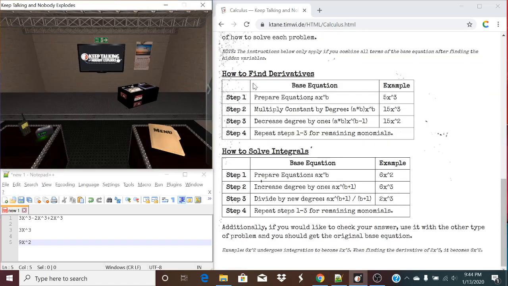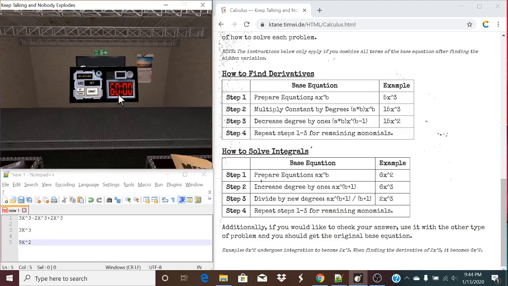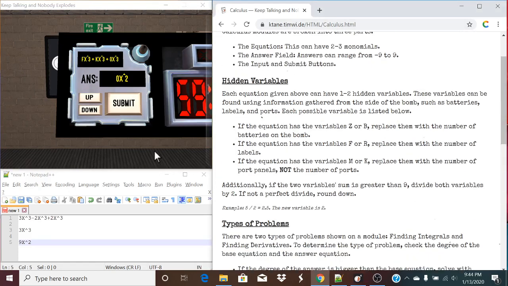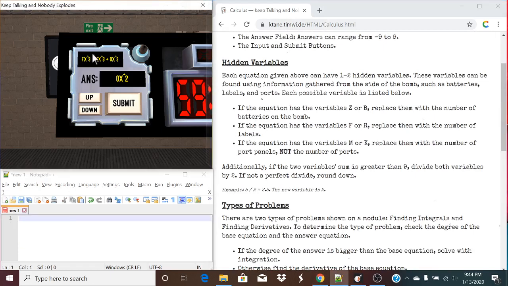Let's take a look at 2 more examples. Hopefully we can get an integral in here. No, we cannot. Okay.